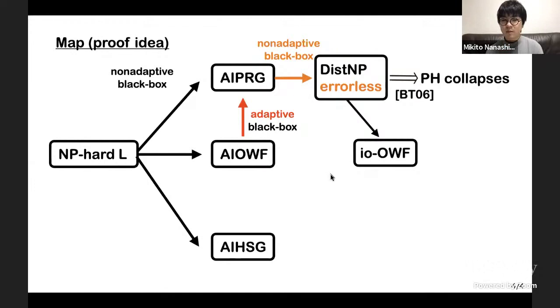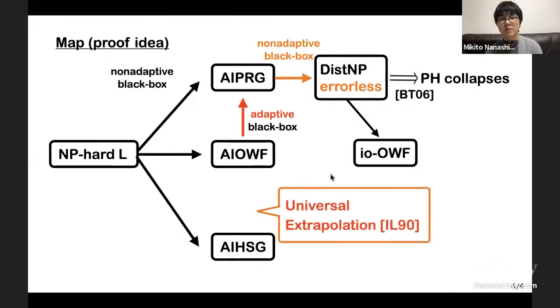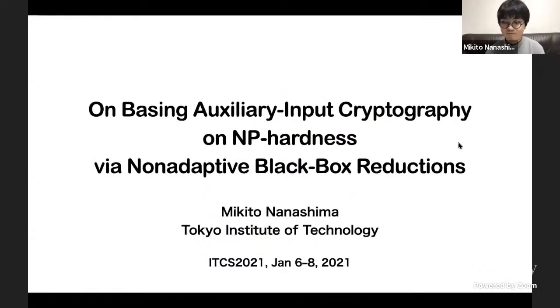And for the third result, we apply the universal extension technique to translate this type of non-adaptive black box reduction into non-adaptive black box reduction from NP-hard language to breaking auxiliary input one-way function. Then we can apply the second result again, and we have adaptive black box reduction from NP-hard language to breaking one-way function. That's why we can get the third result. Okay, that's all. Thank you for your attention.